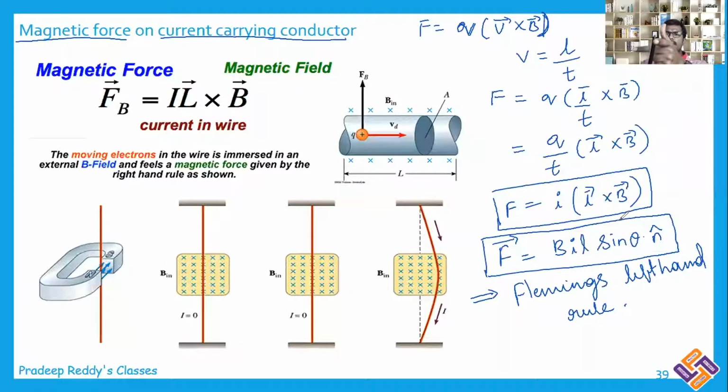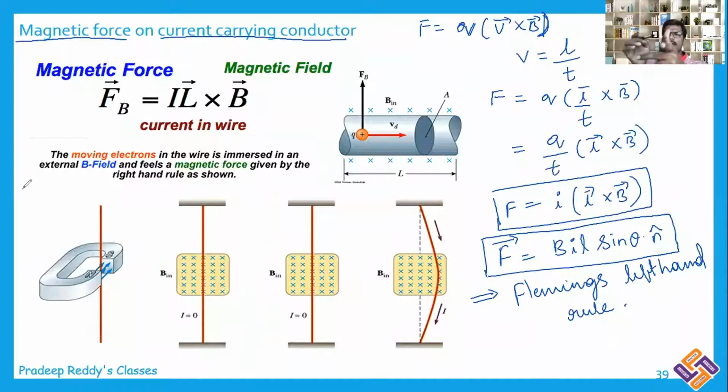Index finger is always magnetic field. There is no change in that, whatever the equation may be. And thumb, in both cases, represents force. But the middle finger, if it is a charged particle, you should consider as velocity. If it is a current carrying conductor, you should consider it as current I. So F, B, I. This is how you can use the left hand rule.